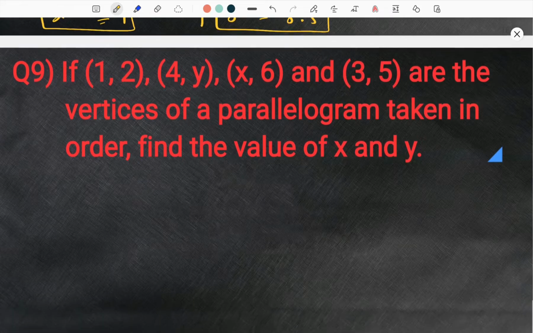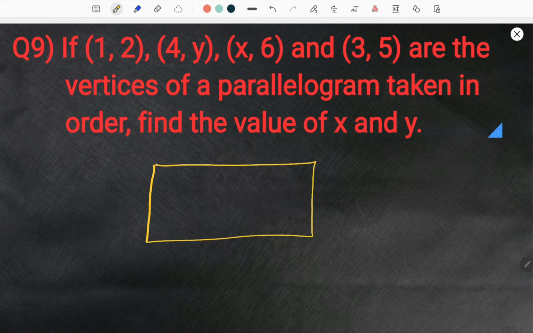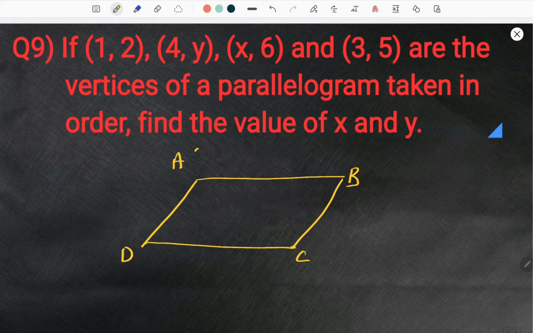Here is the 9th question. If 1, 2, 4, 5, x, 6 and 3, 5 are the vertices of a parallelogram taken in order, find the value of x and y. So this is the parallelogram. Parallelogram looks like this. You can draw it in a different way also, the standard parallelogram you can draw like this also, no issues. So here is A, B, then C and D. Alright, so what are the coordinates of A?